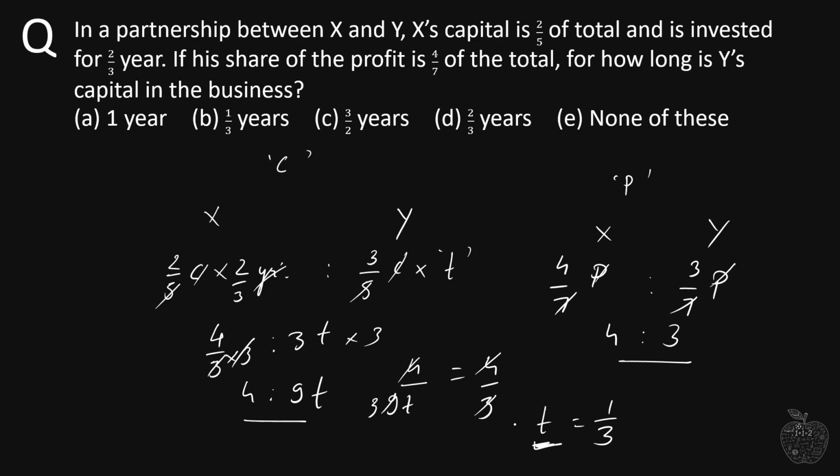And this T is the time period in which Y has invested this amount. And that is what we are asked in the question, for how long Y's capital is in this business. So Y invests this for 1/3 years, and this is our required answer. So here option B is the correct one.